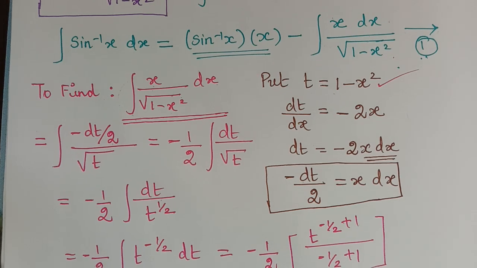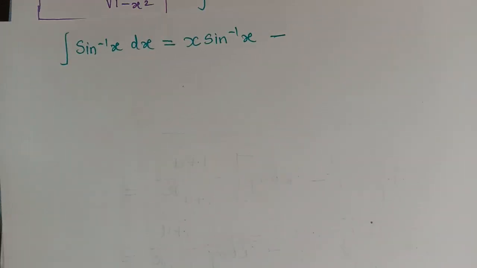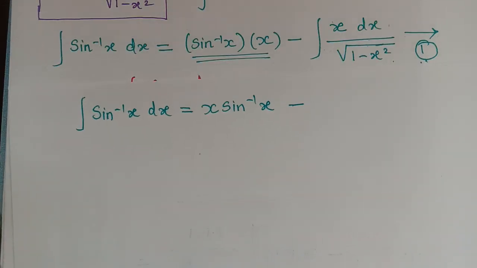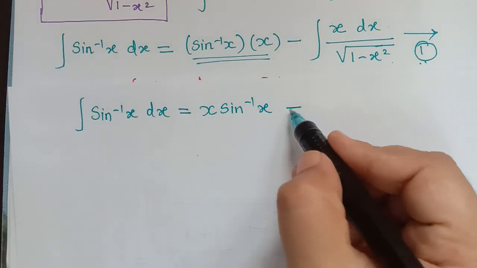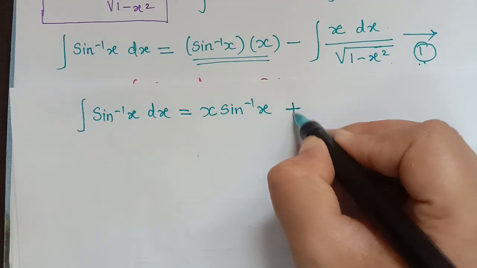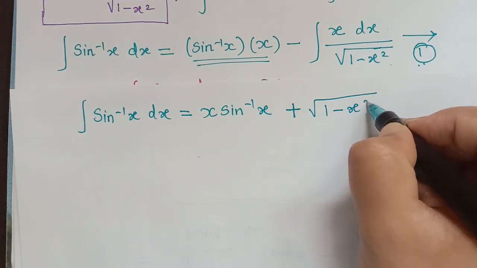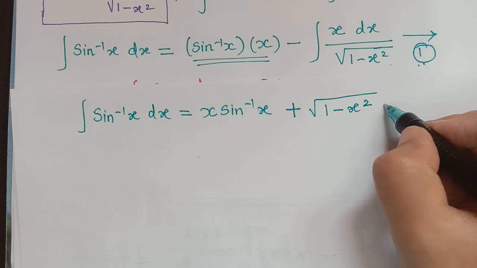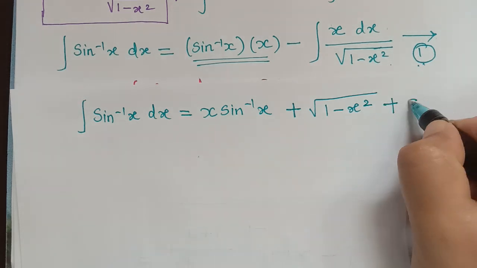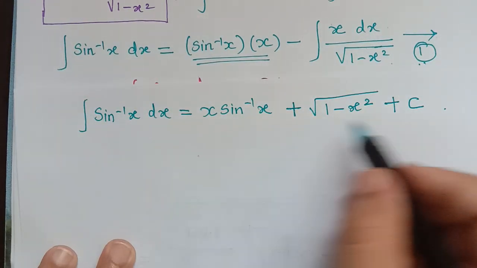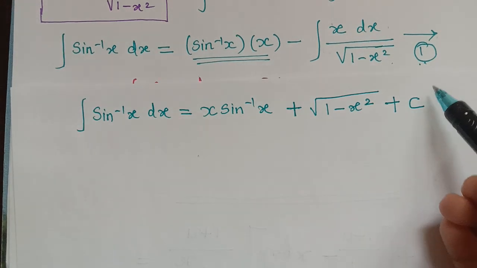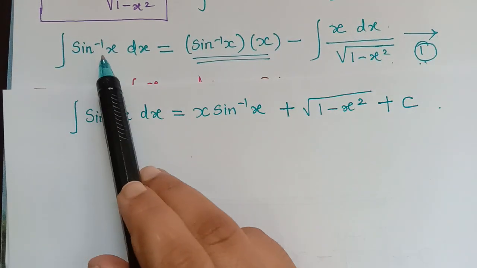So that we have to write. So already we have a negative sign here. So that negative and this negative gets multiplied and it becomes positive. And then square root of 1 minus x square. Plus we have to add a constant of integration. So plus c. So therefore this is the answer that we obtain after integrating sine inverse of x dx.